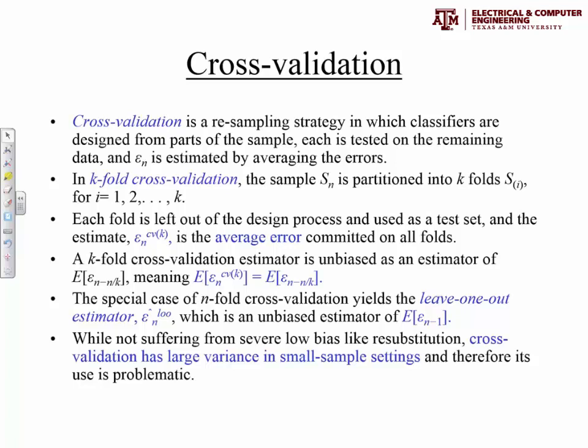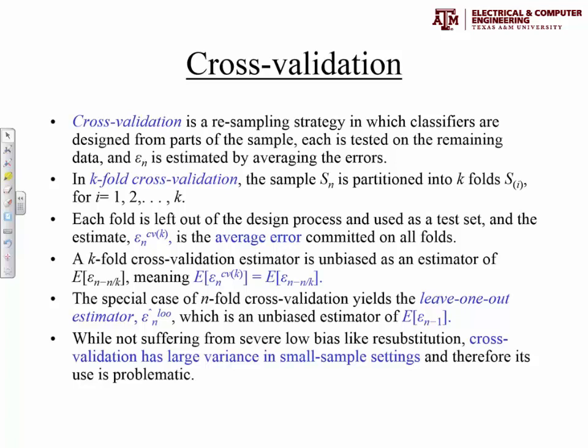So a k-fold cross-validation estimator is unbiased as an estimator of the expected value of epsilon n minus n over k, because remember you're leaving out n over k points, one fold. So it's the error that is estimated based on n minus n over k points, meaning that the expected value of this error estimate is the same as the expected value of epsilon n minus n over k. Now the special case of n-fold cross-validation, if k is n, then you have epsilon n minus 1. That's leave one out. Leave out 1 point, do the design on the rest of the sample, and then test it on that.